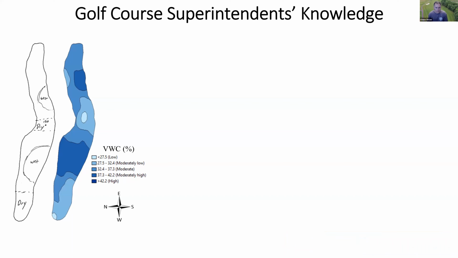So one thing that I always get from superintendents, less and less nowadays though, because I think people are starting to really adopt the technology, but early on especially was, I don't really need a soil moisture map to tell me where my wet and dry areas are. And so when I first got up to Minnesota, I kind of wanted to test that and to see if they really know their fairways and the soil moisture as well as they say they do.